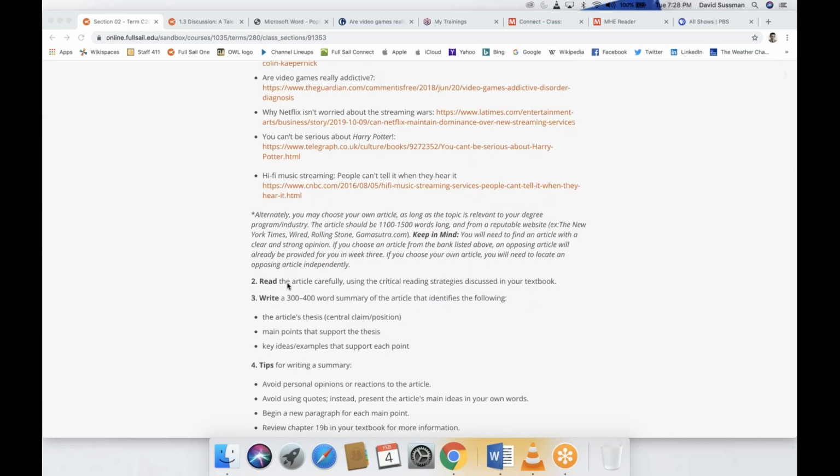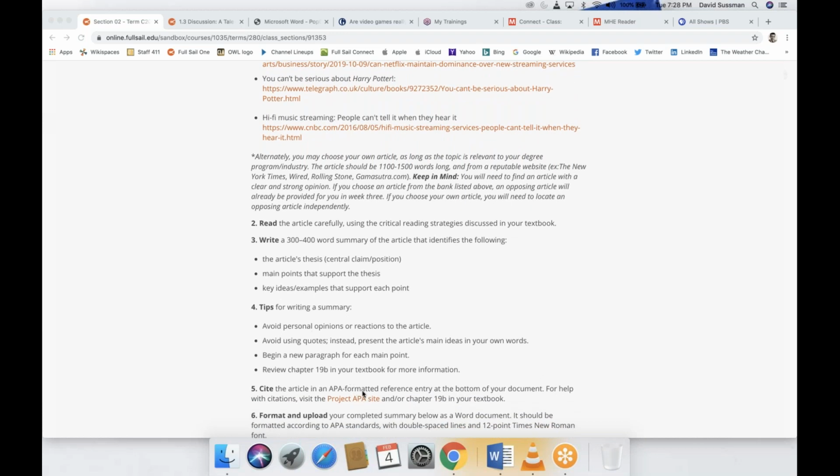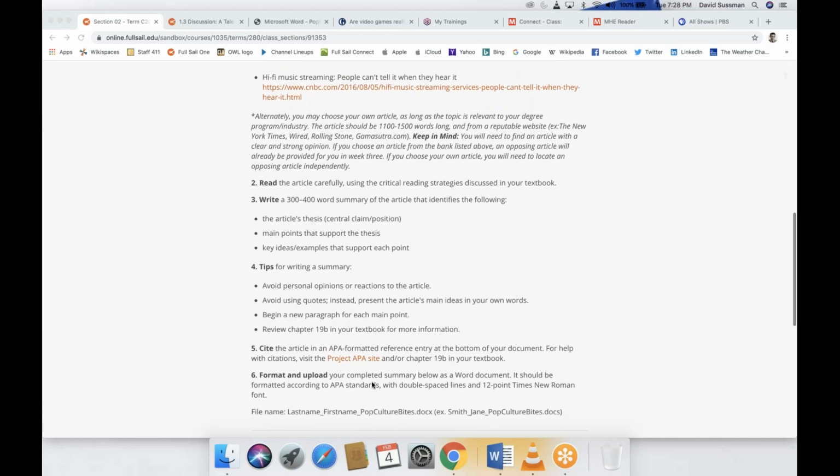Okay, so you get some instructions. I have some tips to give you in just a moment. But it says read the article carefully using the strategies discussed in your textbook, and then you're going to write a 300 to 400 word summary. Okay, that's it. You're just going to write a summary. And then at the end, there's going to be an APA reference, which I'm going to show you how to do. And the rest of it should be in APA format as well, which I'm going to walk through in a moment. Okay, which means it should be double spaced in 12 point Times New Roman, etc.